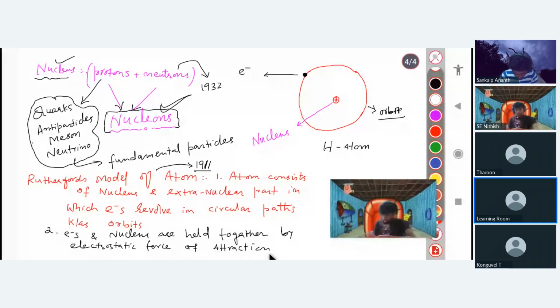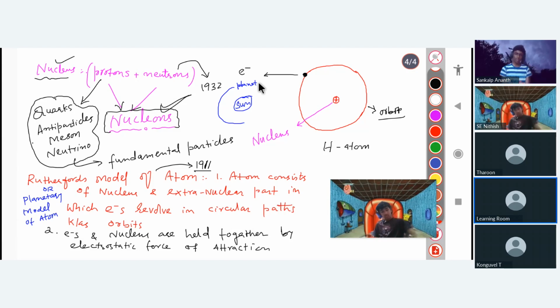Now, this Rutherford's model of atom is also known as the planetary model of atom. Can you tell me why it is known as planetary model of atom? Because it's like the solar system, sir. The electrons revolve around the nucleus, like all planets orbit around the sun. Exactly. He compared it with the solar system. If this is the sun in the center, then the planets are revolving around it. The sun is just like the nucleus, and the planets revolving around the sun are the electrons. That is why he compared it.